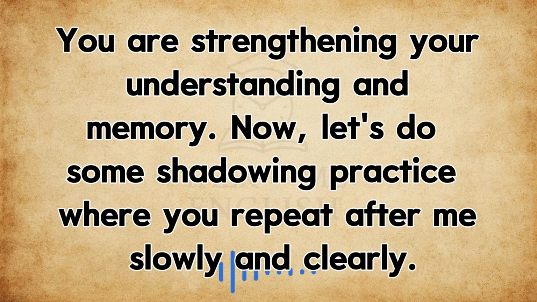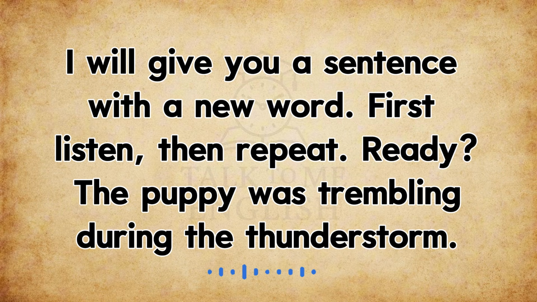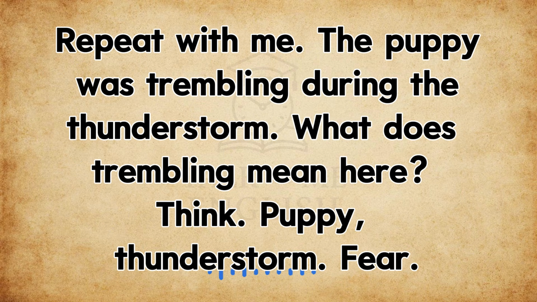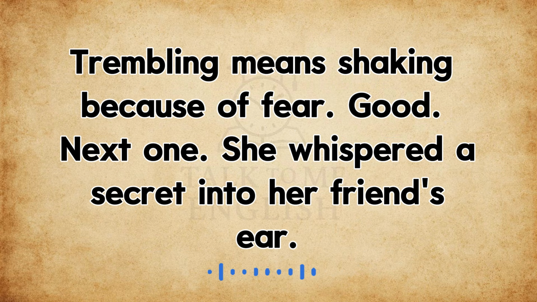Now, let's do some shadowing practice where you repeat after me slowly and clearly. I will give you a sentence with a new word. First, listen, then repeat. Ready? "The puppy was trembling during the thunderstorm." Repeat with me. "The puppy was trembling during the thunderstorm." What does "trembling" mean here? Think. Puppy. Thunderstorm. Fear. "Trembling" means shaking because of fear.